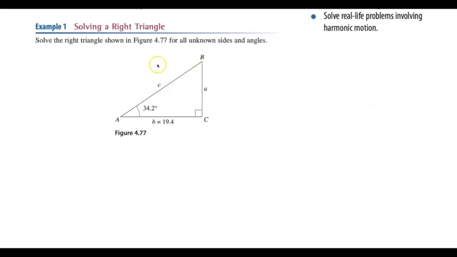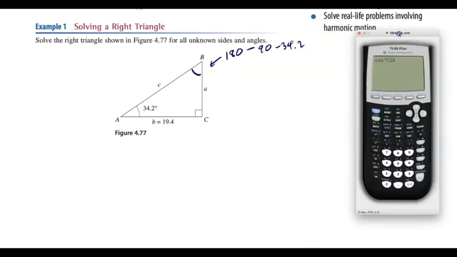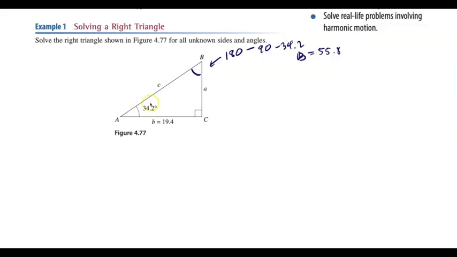They want to find all unknown sizes and angles. Well, first, if we want to find angle B, we don't have that one. That's just going to be 180 minus 90 minus 34.2. Take that real quick on the calculator, because I don't want to subtract those decimals by hand. So 180 minus 90, which is just 90, minus 34.2, 55.8 is angle B. Okay, we have the angles now. We have A, we have B, and we have C. We got to find A and C.